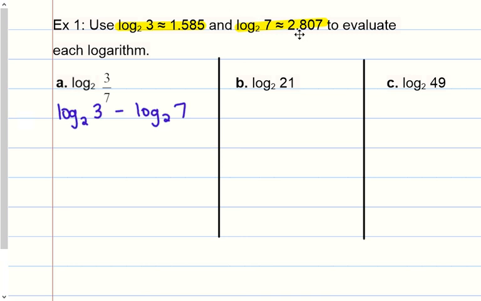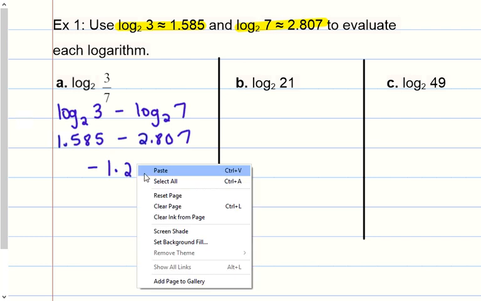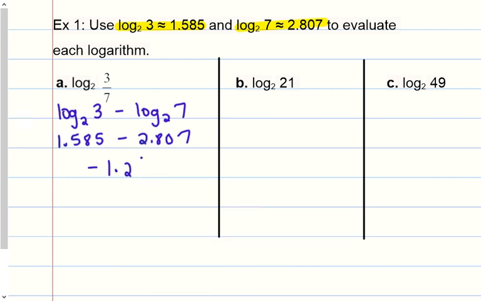Now I have estimations up here. Log base 2 of 3 is 1.585, so I'm going to plug that in, minus log base 2 of 7 is about 2.807, so I'm going to plug that in. Now, just plug in your calculator, 1.585 minus 2.807, and you get negative 1.222. Okay, an extra little dot up there.